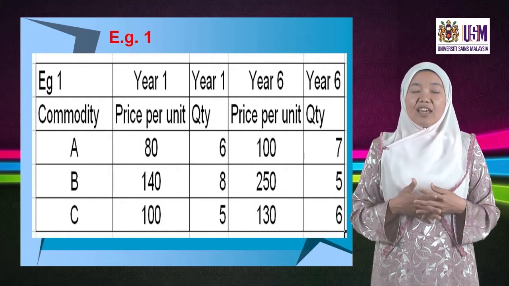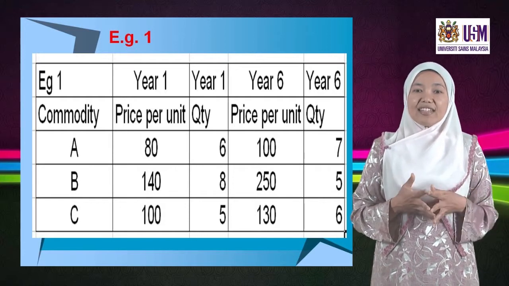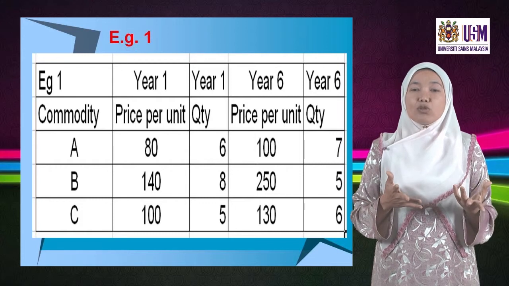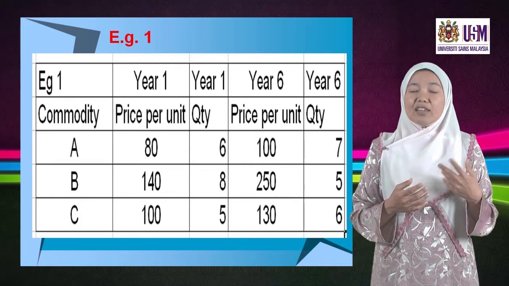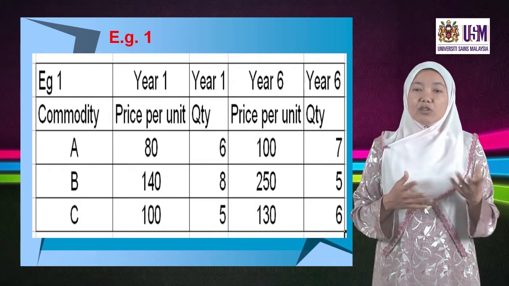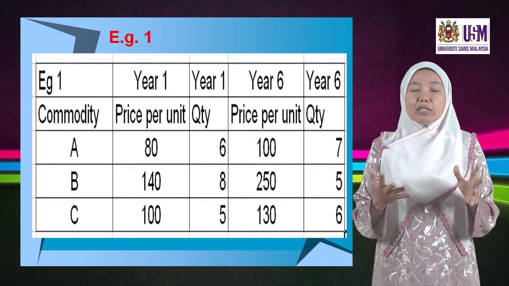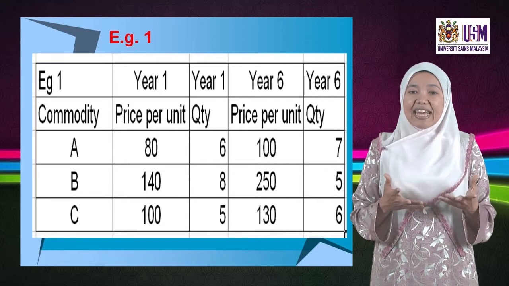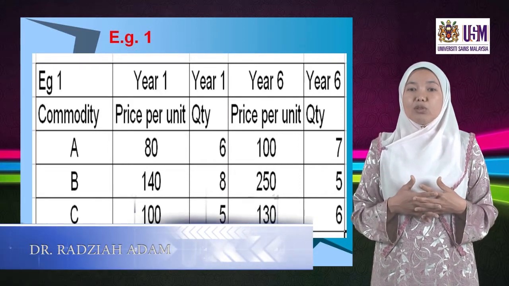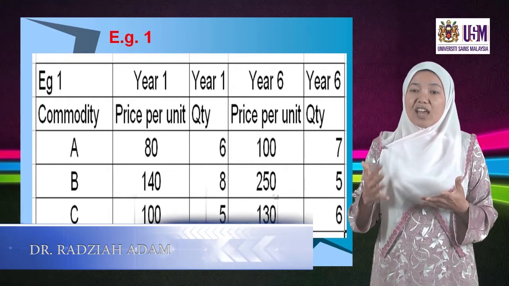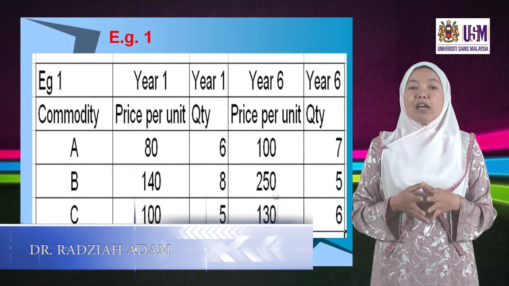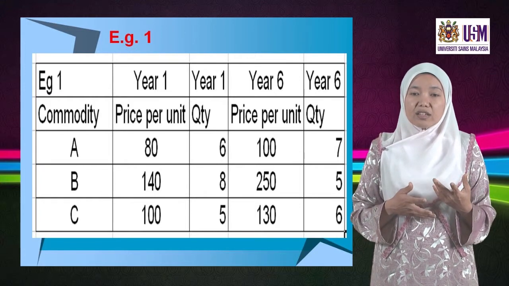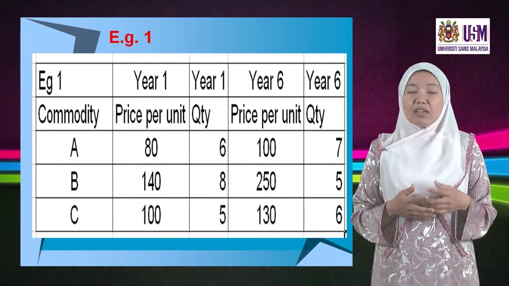If you look at commodity A in the example, the price in year 1 is 80, and from year 1 to year 6, price has increased from 80 to 100. The demand for commodity A has increased from 6 to 7. For commodity B, the price in year 1 is 140, with quantity demanded only 8. But the price has almost doubled to 250, and the quantity in year 6 has reduced to 5. For commodity C, price in year 1 is 100, and then increased a little bit in year 6 by RM30 to RM130, and the quantity increased a little bit from 5 to 6.